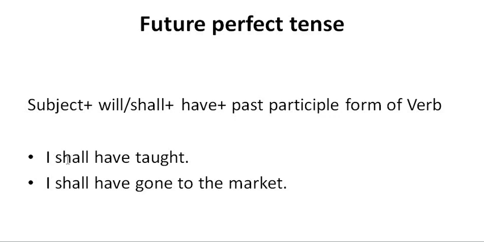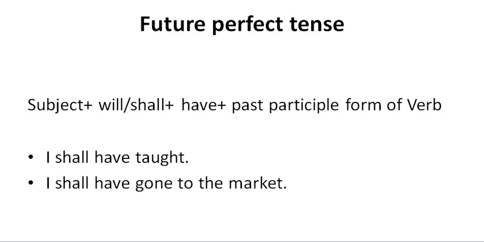So here, I shall have taught. Teach, taught, taught. The third one, taught. Read, read, read. Eat, ate, eaten. I shall have eaten. The third form should be written here. That is the past participle form. I shall have taught, and then I shall have gone to the market, like this. So this is about the future perfect tense.